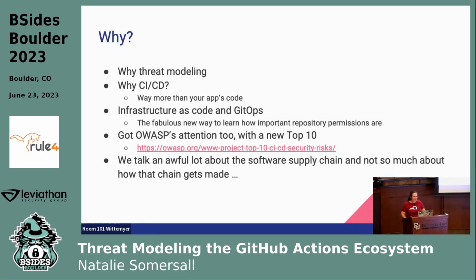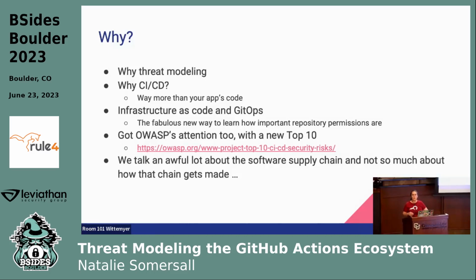And it's also gotten OWASP's attention too. Now with the OWASP Top 10, there's a new one for CI/CD security risks. And we talk an awful lot about the software supply chain and about the dependencies that go into your software, and not so much about how that chain gets made. This is doubly important in the more regulated industries because we are starting to talk through what we call a maturity model. So you're always going to have threats.